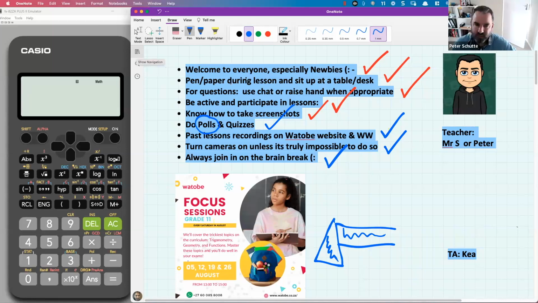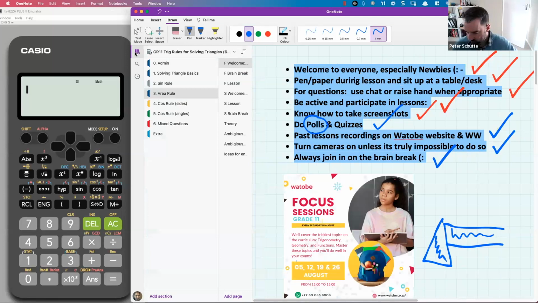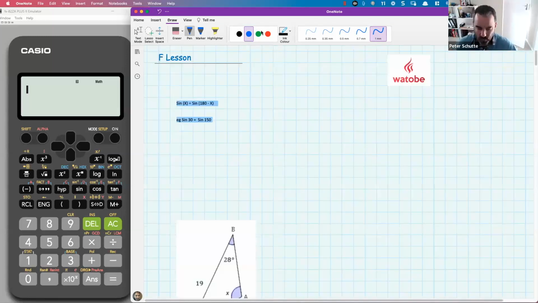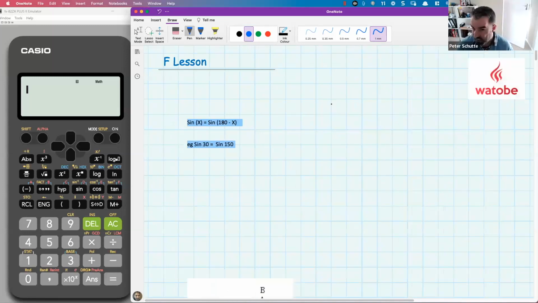Let's get going with the lesson. In the last lesson, we were talking about something called the sine rule. Today in class, we're going to move on to something called the area rule. But before we do that, I just want to remind us about how the sine rule worked and one little situation which can arise called the ambiguous case.